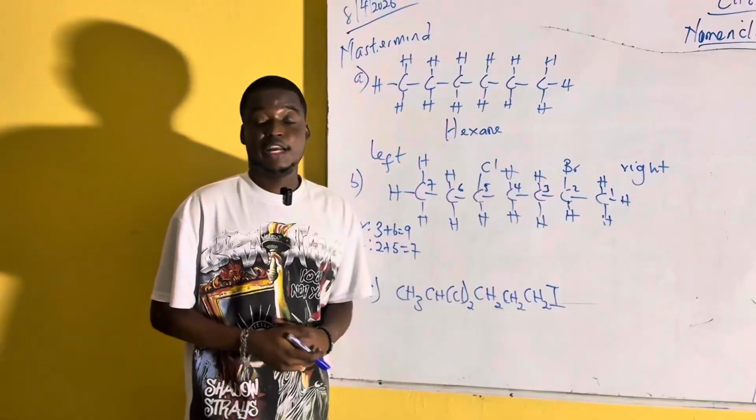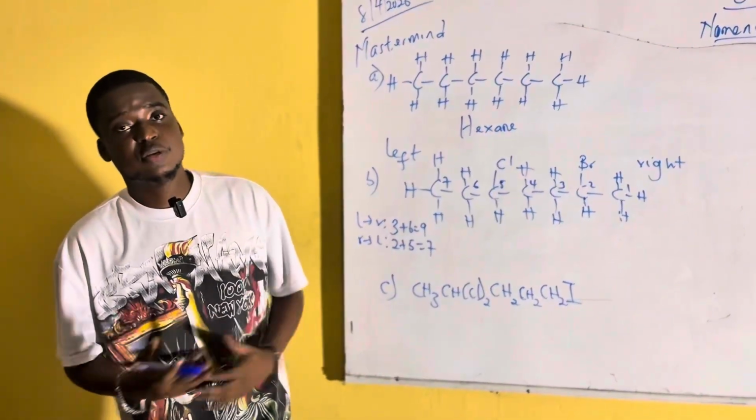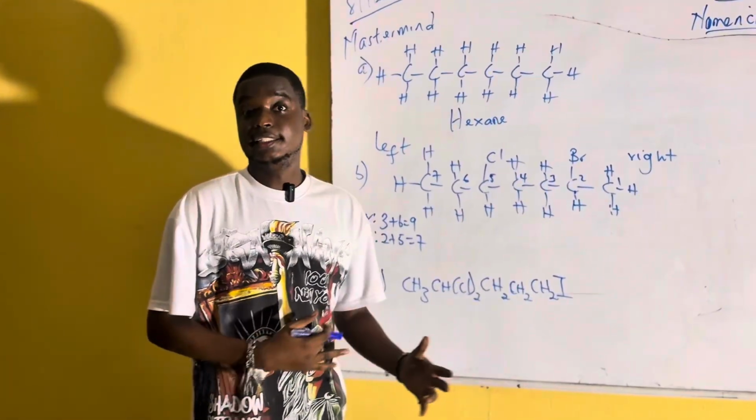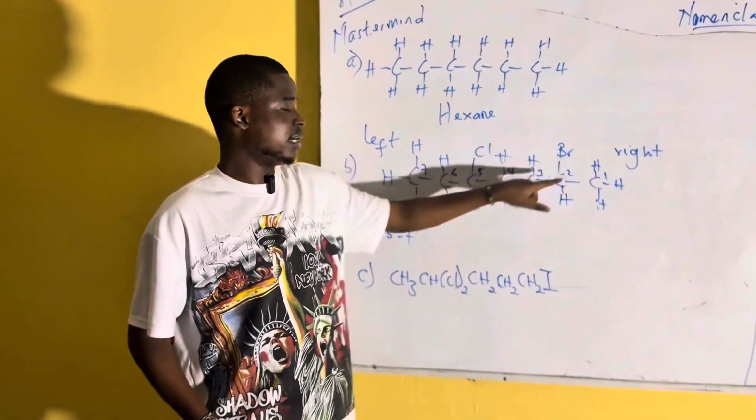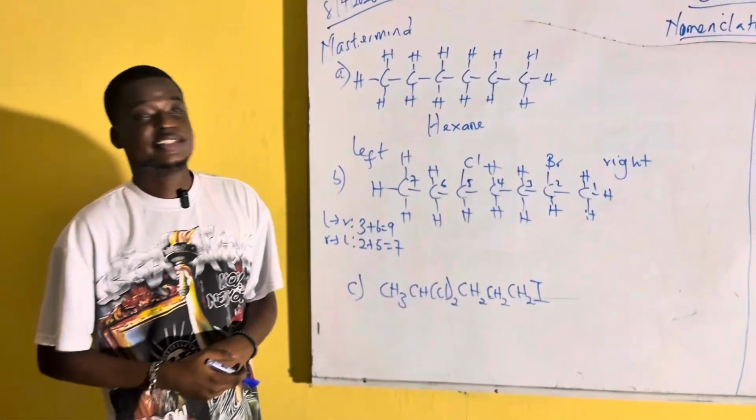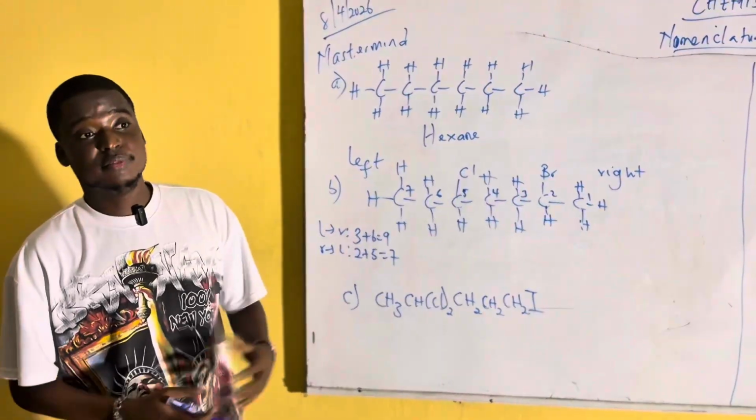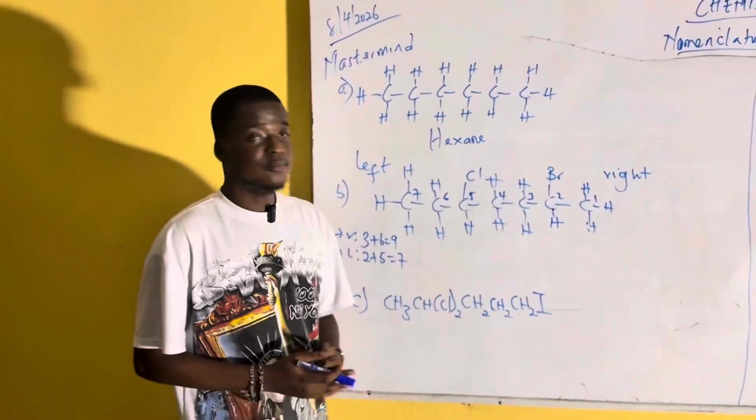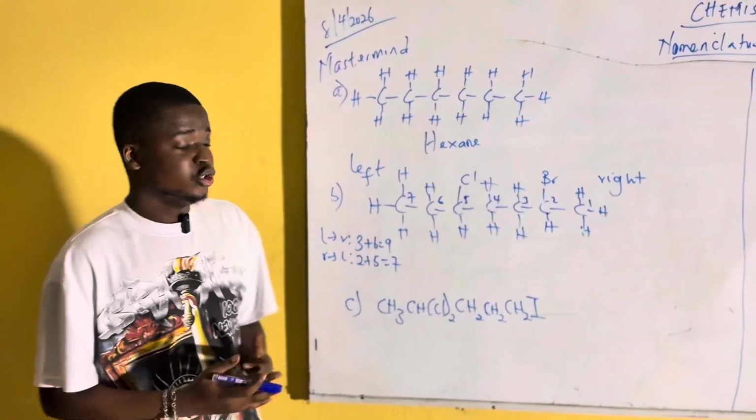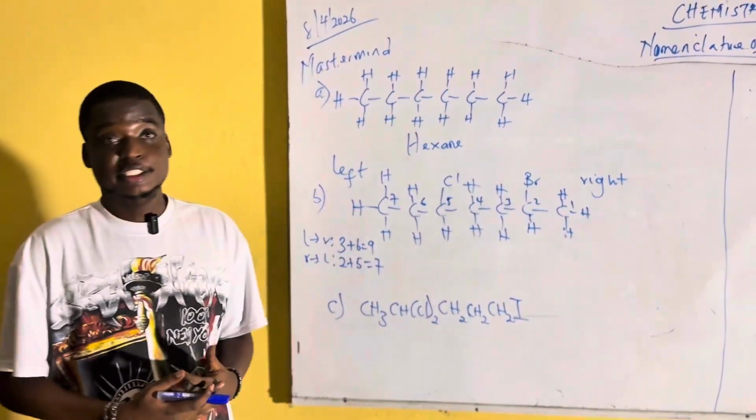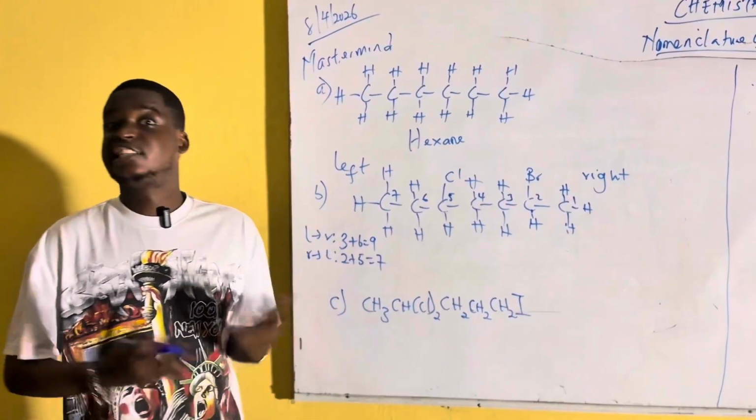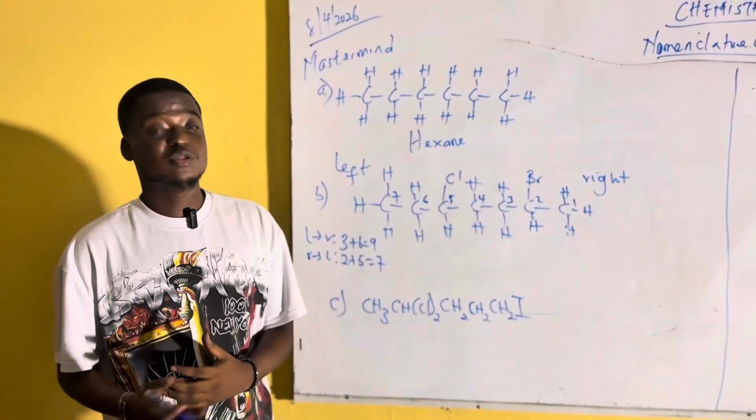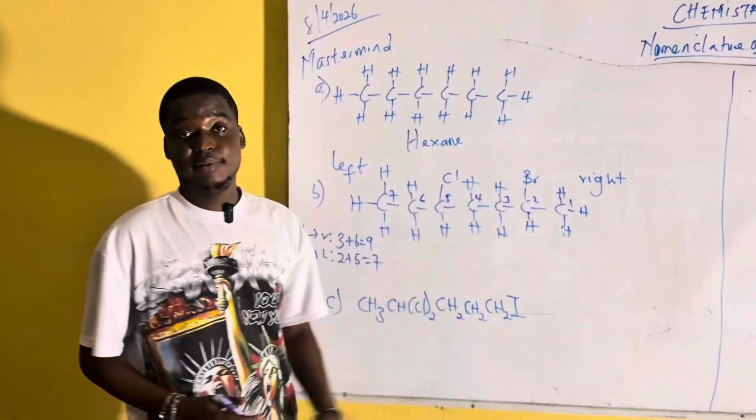Part of the IUPAC rule is that substituent groups must be named in alphabetical order. Now we have a bromine substituent and a chlorine substituent. Based on alphabetical order, B comes before C. And we use a hyphen to separate the number to which the substituent group is attached and its name. What I mean is that we use a hyphen to separate number and alphabet.